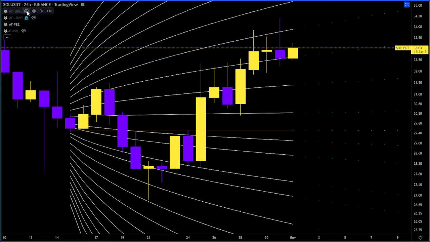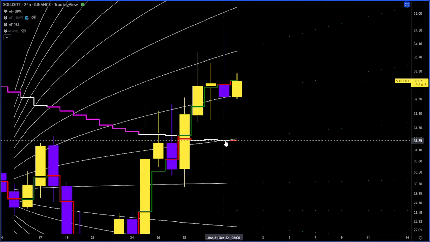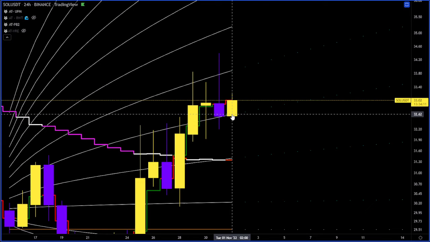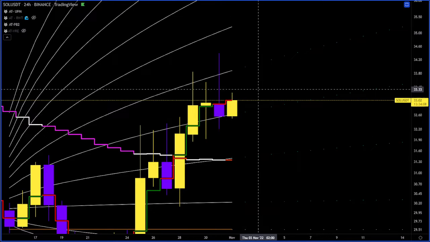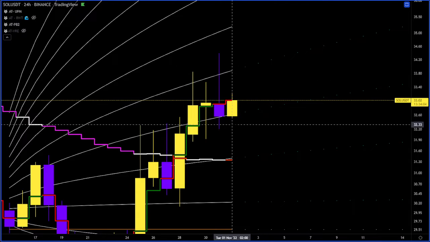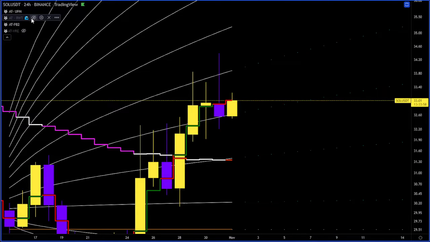Okay, so what are we looking for? We're going to look for this region here to be in target, $31. Furthermore, any closes above 32.62, you can look for another touch at 33.87. What negates that? Any candle closes below JMA. Usually 2 candle closes below JMA, and you're going to continue down.